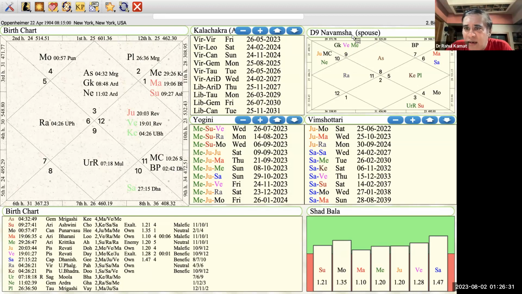Now, if you look at the D10 chart, you find very interesting things with respect to Jupiter and Venus. Jupiter and Venus are together in Taurus. Okay, conjunct. In D10 they are conjunct. Venus is in its own house. Jupiter is with Venus. So here Venus, you see, is sort of taking over from Jupiter. It's slightly more powerful than Jupiter. Even if you notice here, below in the Shadbala, Venus is 1.28, Jupiter is 1.2. So this is somewhat interesting, right? So this is about Jupiter and Venus.